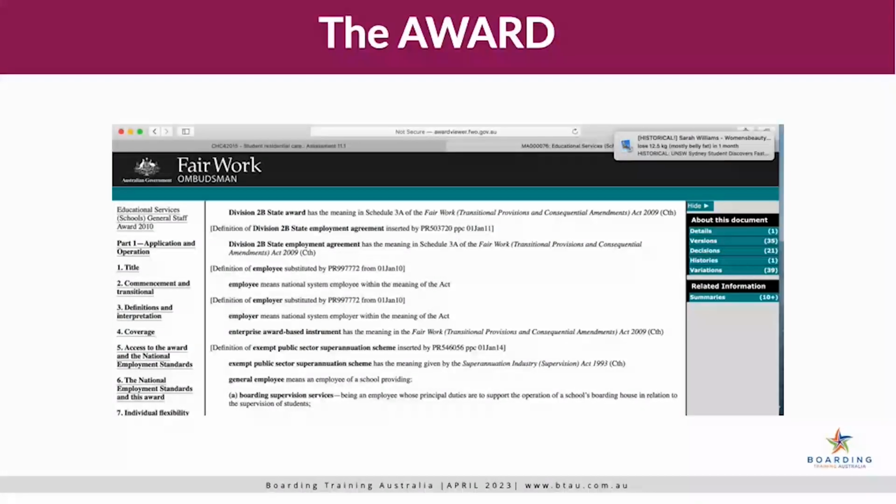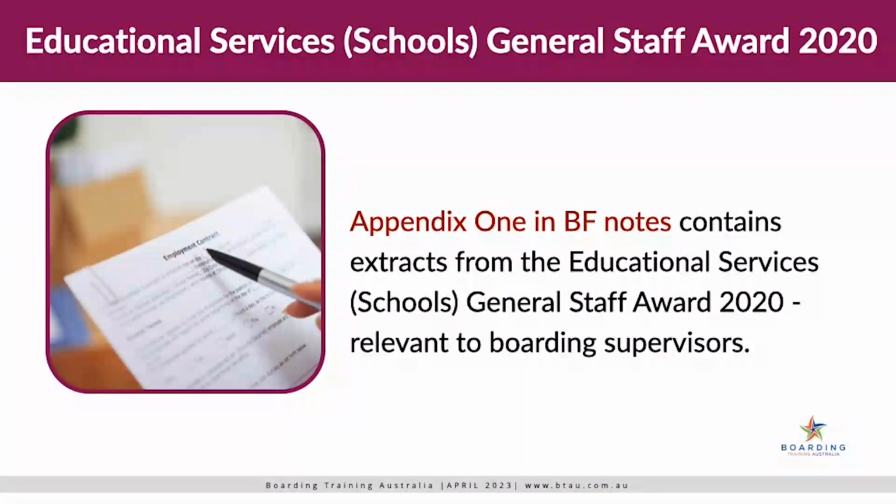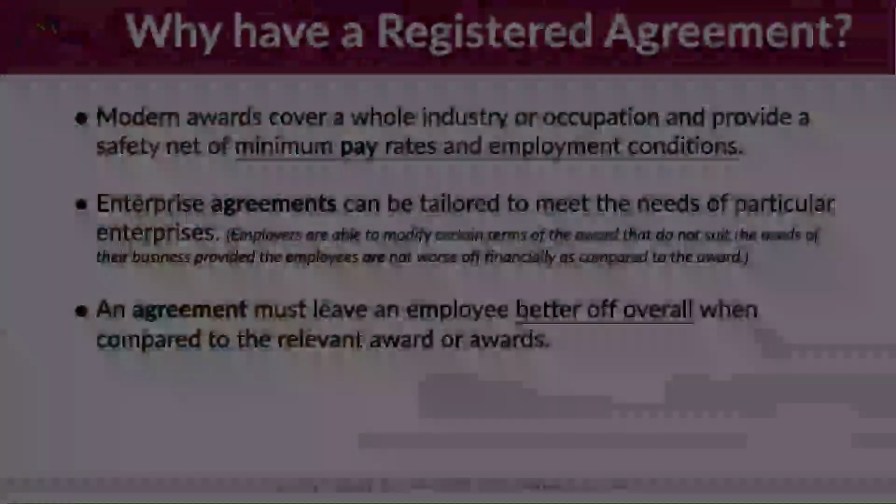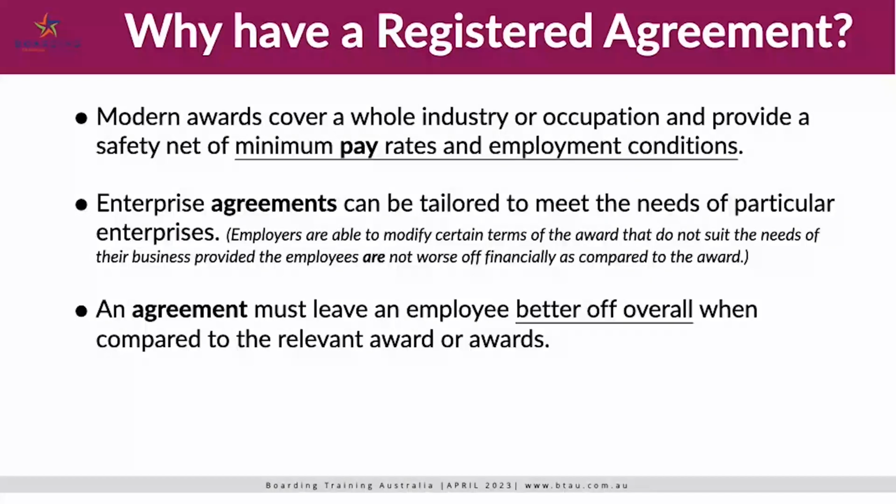This is what the award looks like. And Appendix 1 in BF Notes contains extracts from the Educational Services Schools General Staff Award 2020, extracts that are relevant to boarding supervisors. So what about registered agreements?